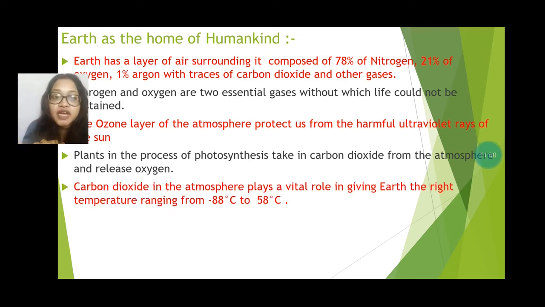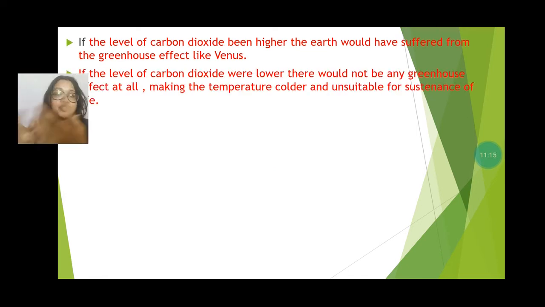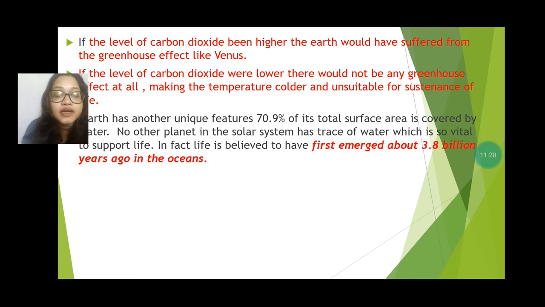Carbon dioxide in the atmosphere also plays a very vital role in keeping the temperature in proper condition. If the level of carbon dioxide is higher, the temperature will increase and there is a greenhouse effect, like we see on Venus. And if the level of carbon dioxide decreases, then the greenhouse effect is also lower, making the temperature colder, and that is also unsuitable for life.